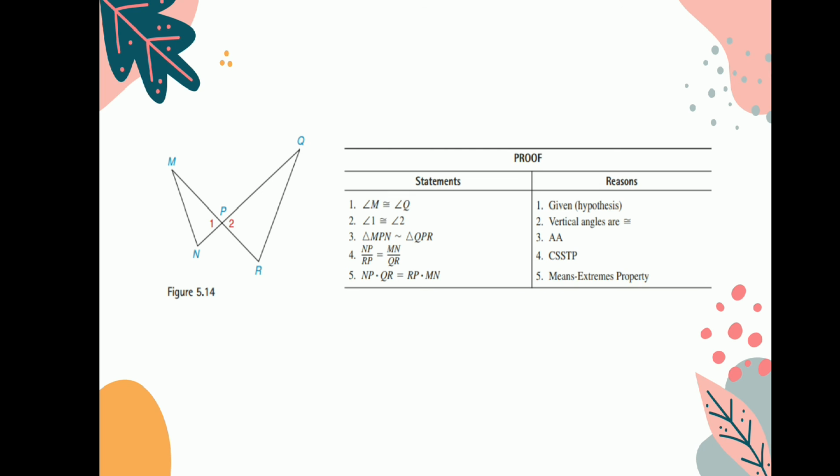And number 4, NP over RP is equal to MN over QR. The reason is CSSTP. And number 5, NP times QR is equal to RP times MN. The reason is the means-extremes property.